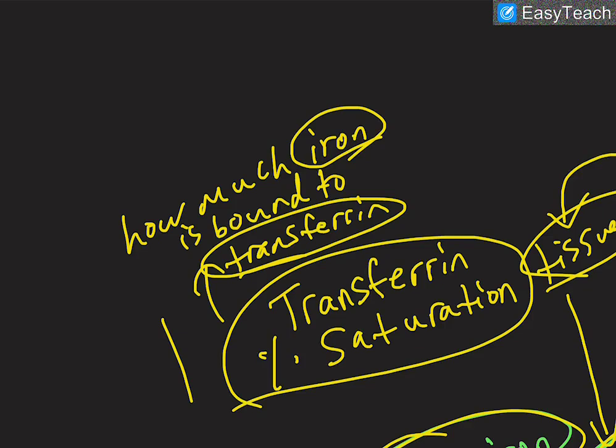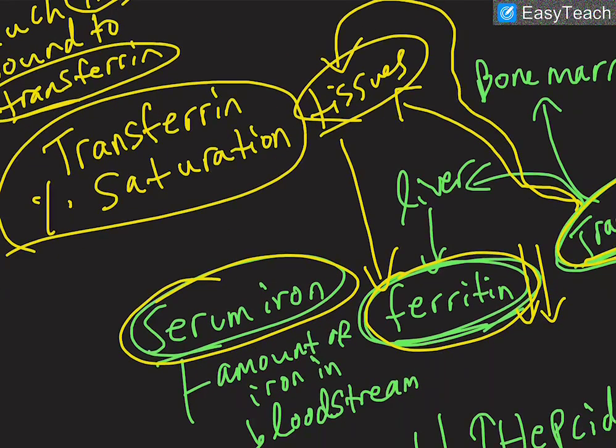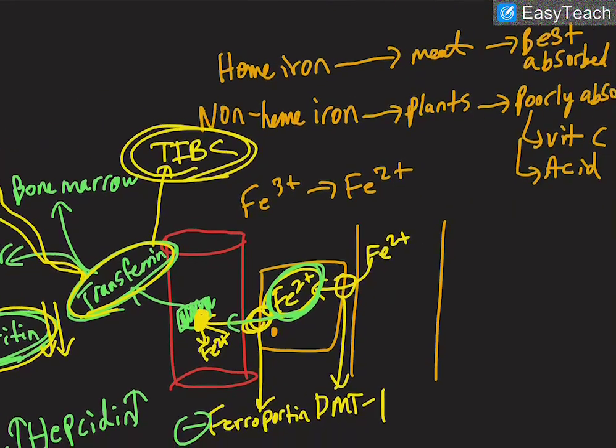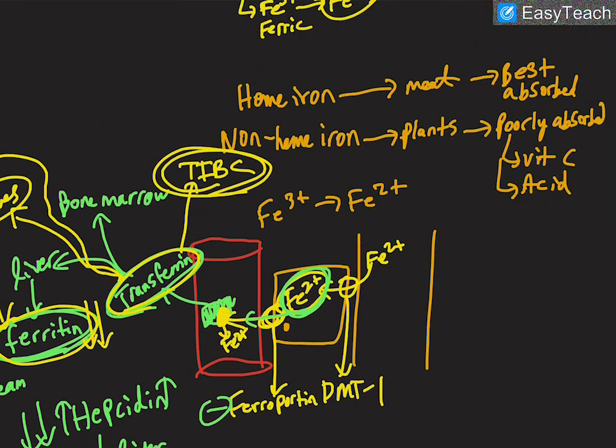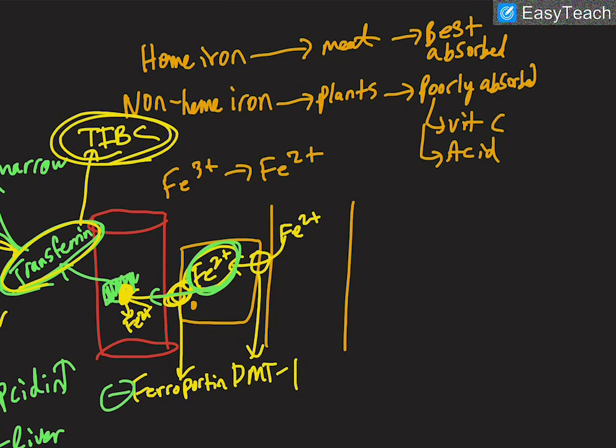But these four things, percent saturation of transferrin, serum iron, ferritin, and TIBC, which is indirectly measuring transferrin, are really important when it comes to talking about the labs. So now that we know absorption and these four lab values, let's move on and see what we have next.